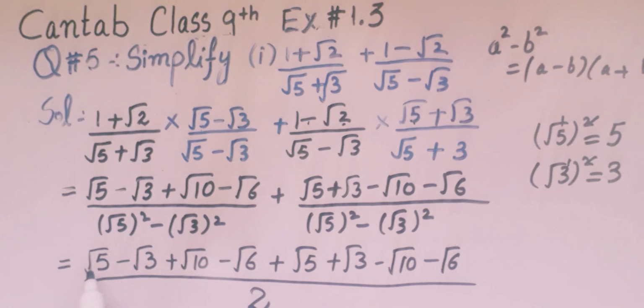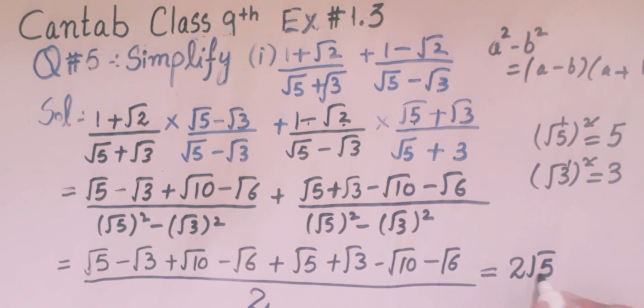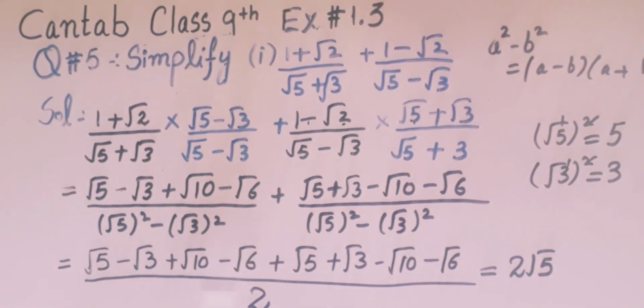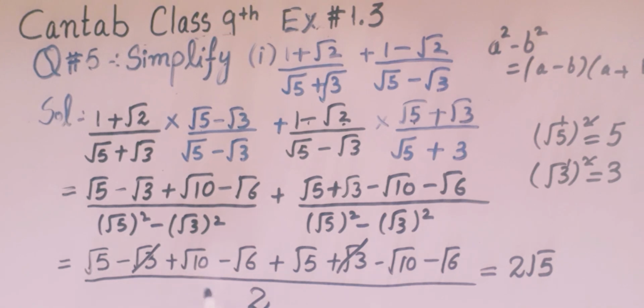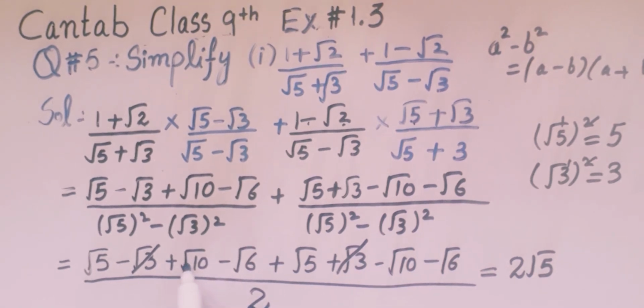Now square root of 5 plus square root of 5 will become 2 square root 5, minus square root 3 and plus square root 3 cancel, plus square root 10 and minus square root 10 will be cancelled, and minus square root 6 and minus square root 6 will become minus 2 square root 6, by 2.